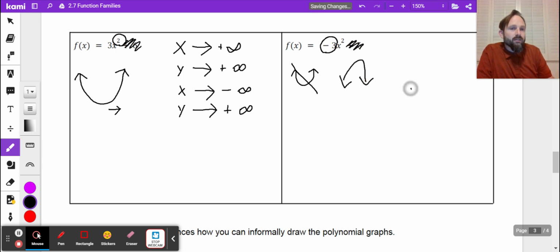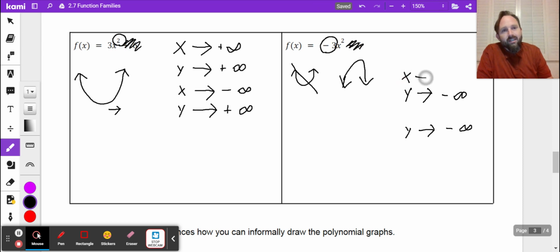And now I can talk about it this way. No matter what, y is going down. So y is going to negative infinity, because it's going down forever. In any direction we go, right, going down; left, going down. So as x approaches negative infinity, y approaches negative infinity. As x approaches positive infinity, y approaches negative infinity.